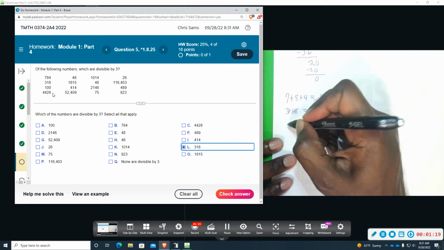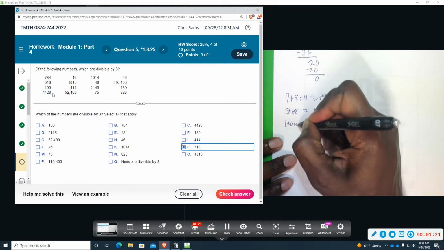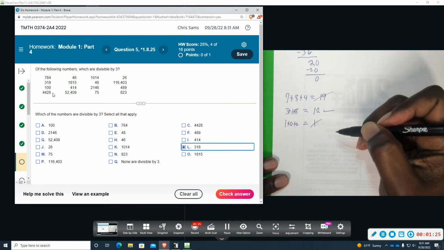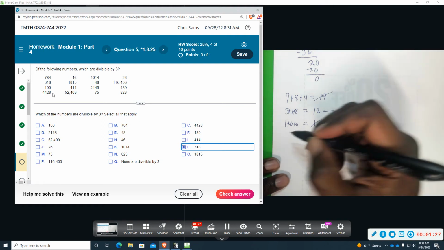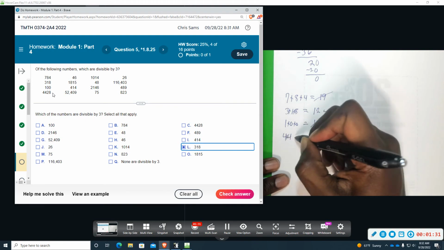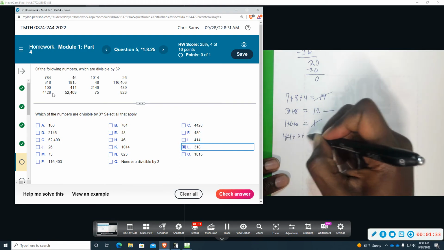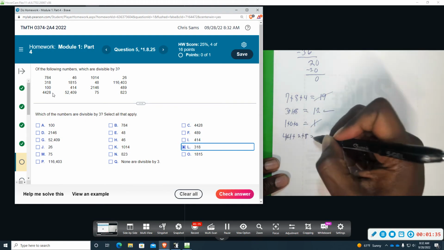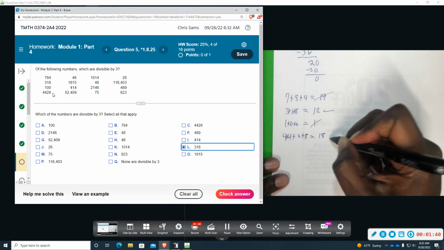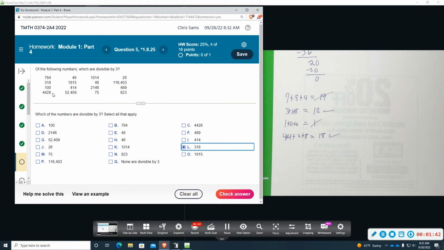So if I do 100, it just gives me 1. That's not divisible by 3. If I do 4428, 4 plus 2 plus 8, that gives me 10, 18. 18 is divisible by 3, so 4,428 is as well.